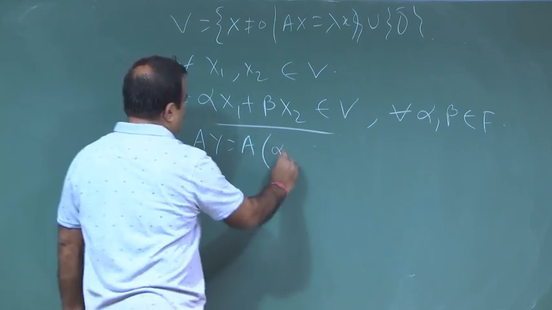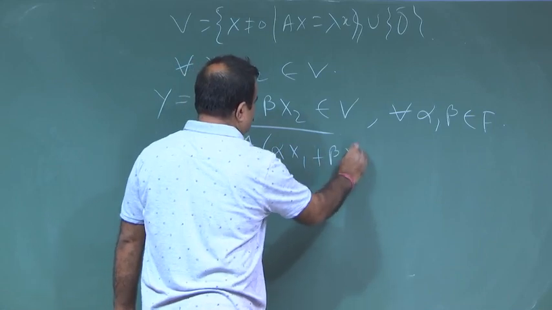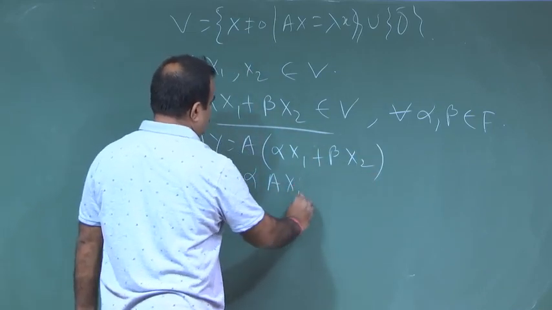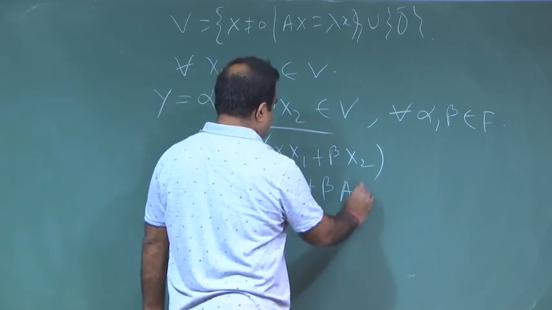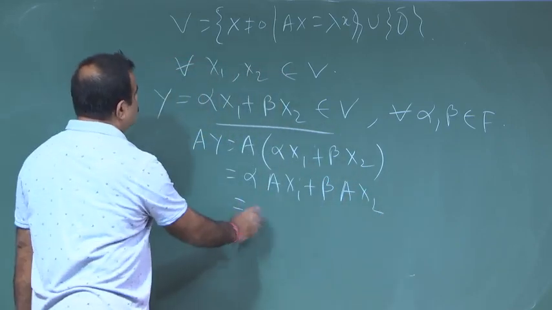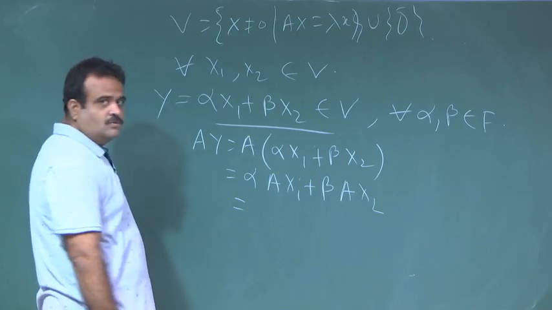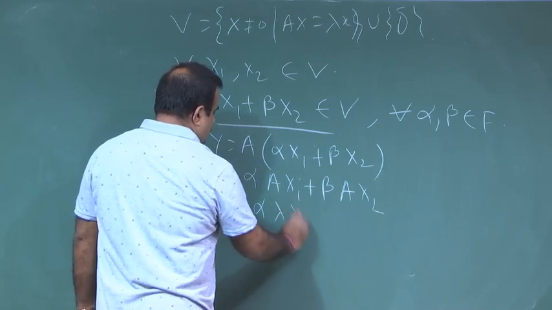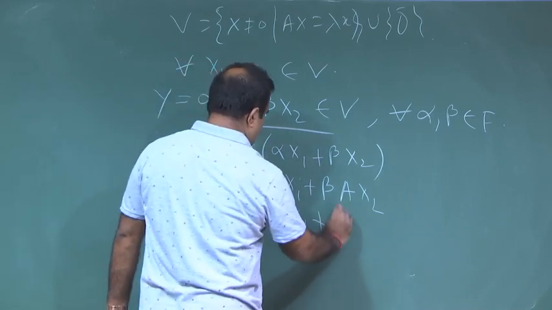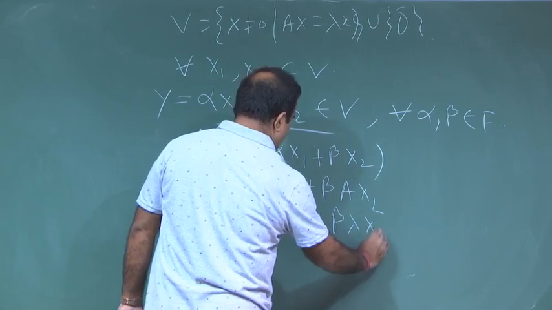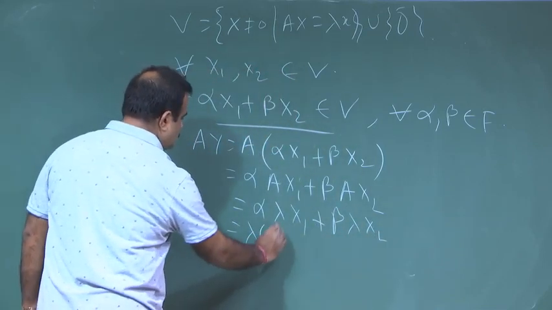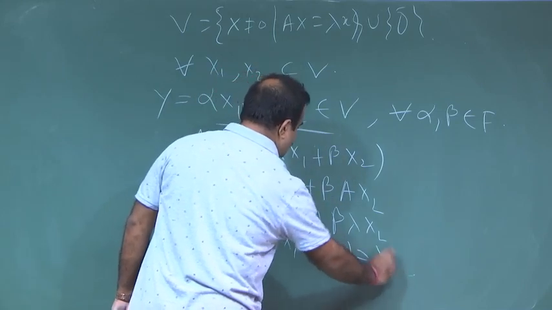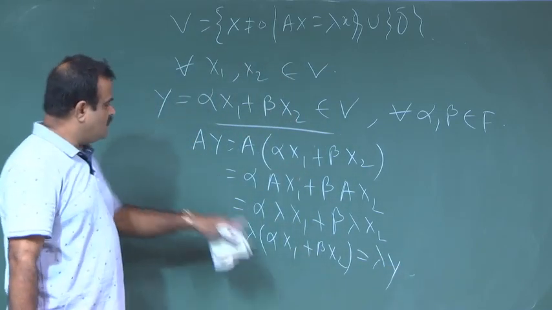A in alpha x 1 plus beta x 2. So, this we can write alpha A x 1, where alpha, beta are scalars. Now, these two are eigenvectors corresponding to eigenvalue lambda. So, this is nothing but lambda x 1 plus beta lambda x 2. So, we take lambda common. So, this is alpha x 1 plus beta x 2, so this is lambda y. So, A y is equal to lambda y.